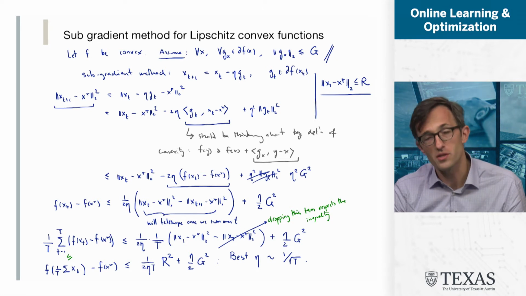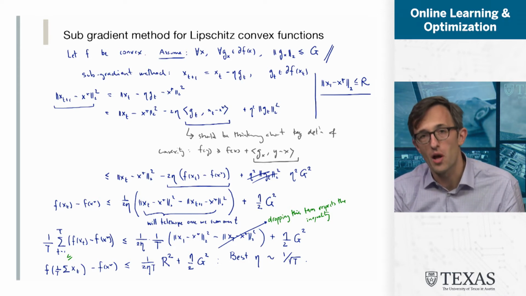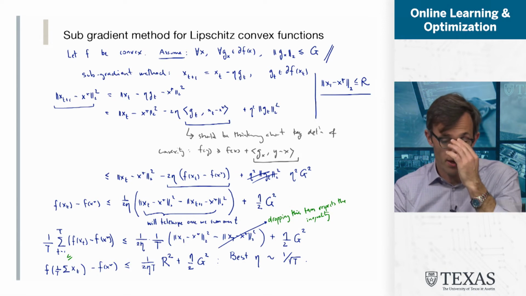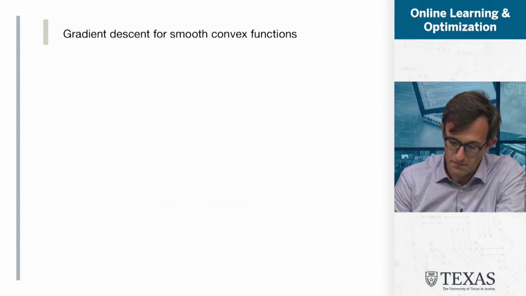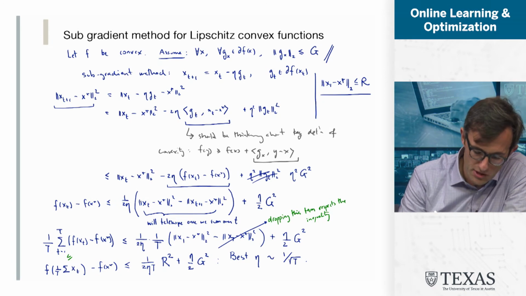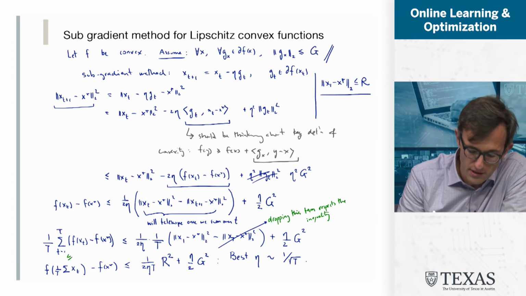But if you want a more precise argument, you could just notice that this right-hand side is a convex function of eta. So you could just take the derivative, set it equal to 0, and find the best eta. And so you'll find that the best eta is going to be 1 over square root of t, and then it's going to combine these other constants that you see in there, r squared and g squared, in some way. So that's a good exercise for you to try to do, optimize this right-hand side. So let's consolidate some of what we've learned here.